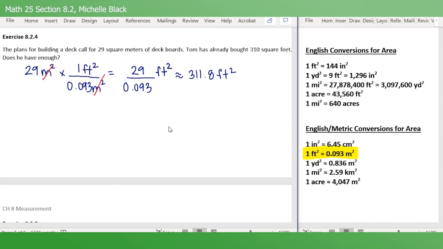For exercise 4, we have that the plans for building a deck call for 29 square meters of deck boards, and Tom has already bought 310 square feet. Does he have enough? So I decided to go from square meters to square feet, and notice we have a direct conversion over here. So I multiplied 29 square meters by 1 square foot divided by 0.093 square meters. The square meters canceled, leaving me with this division, which is approximately 311.8 square feet. Now Tom only bought 310, so he does not quite have enough.